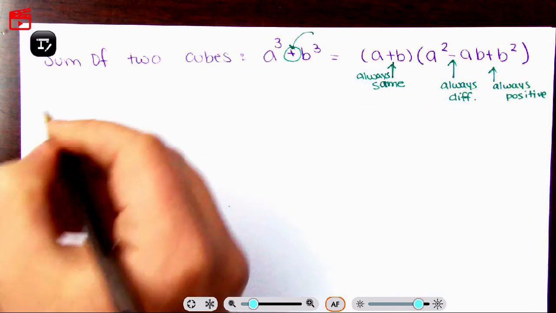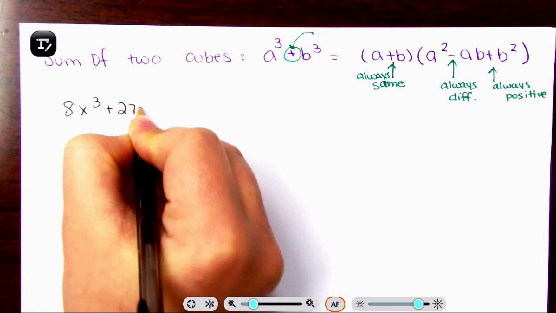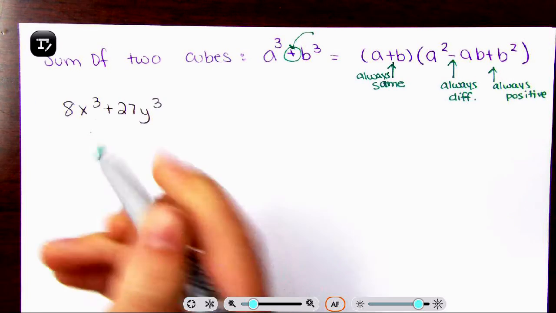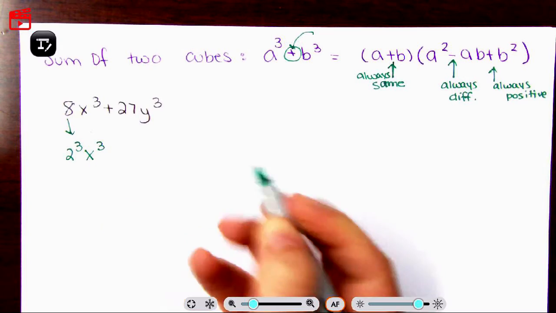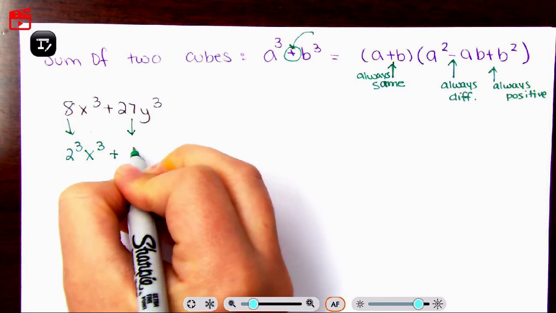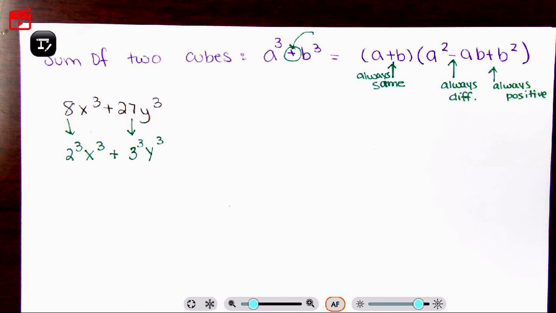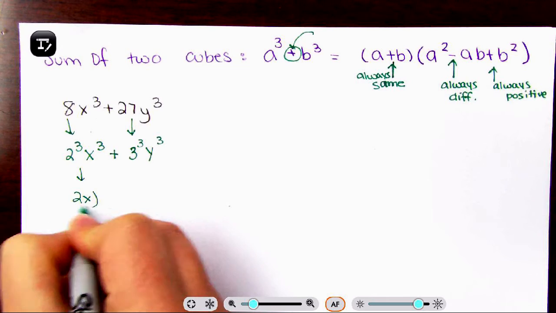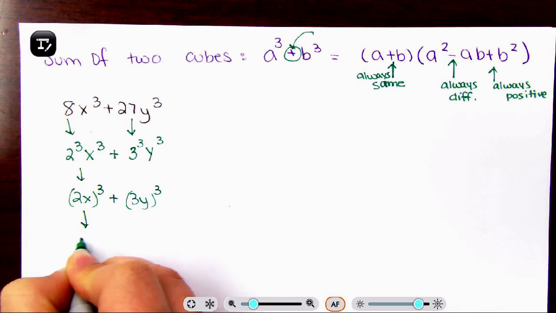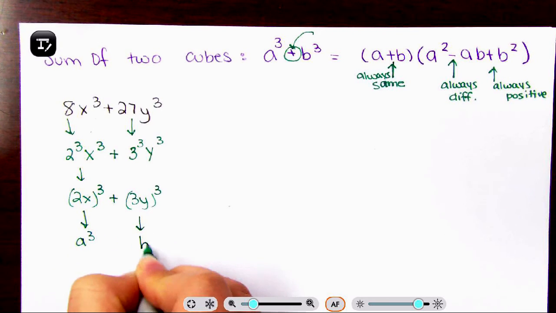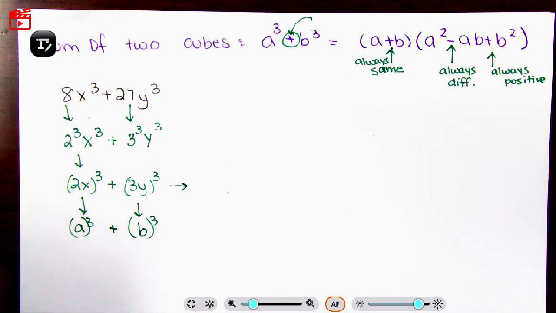So if we have something like this, we have 8x cubed plus 27y cubed. 8 we can rewrite as 2 cubed. x you can rewrite as just x cubed. Plus 27 is 3 cubed. Again, when factoring, you're undoing all of this multiplication. So that means I have 2x cubed plus 3y cubed. So I have an a cubed and I have a b cubed, and it's being added. So how is this going to be factored?